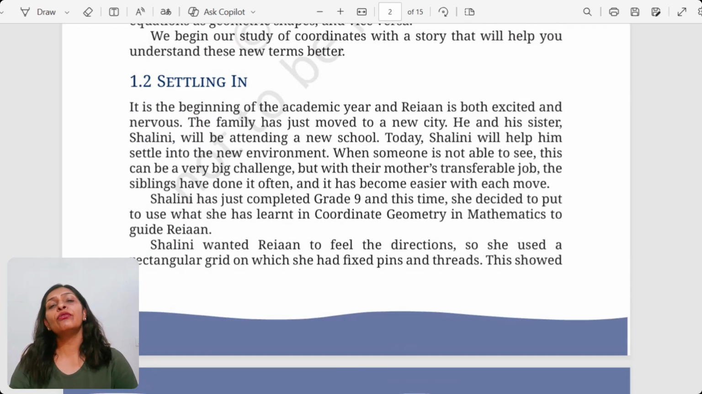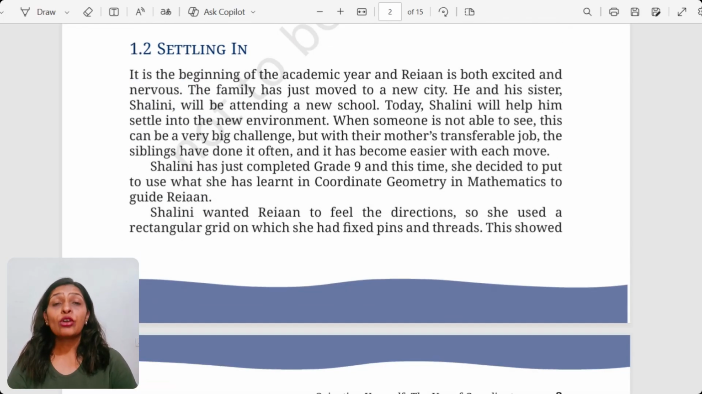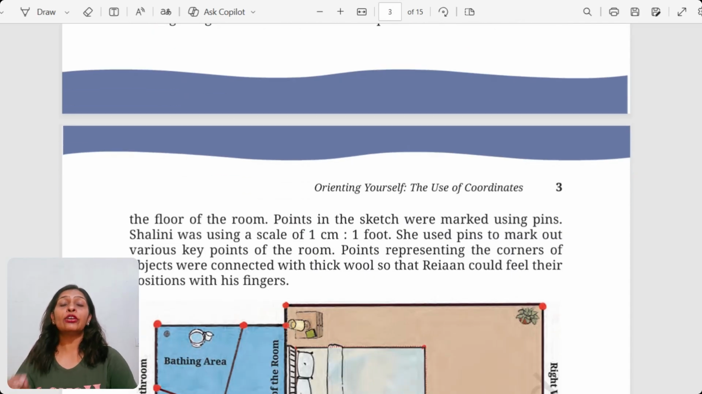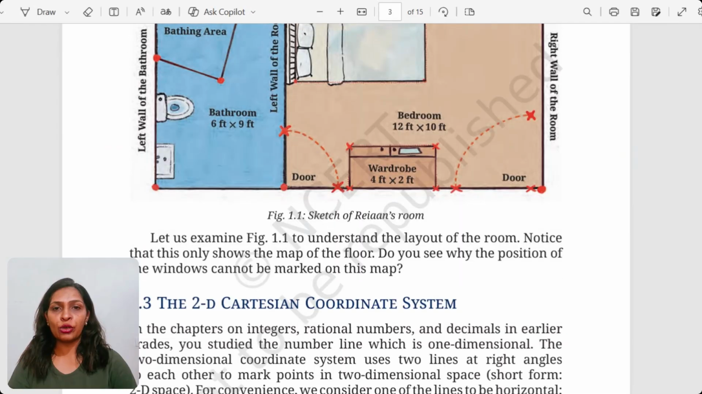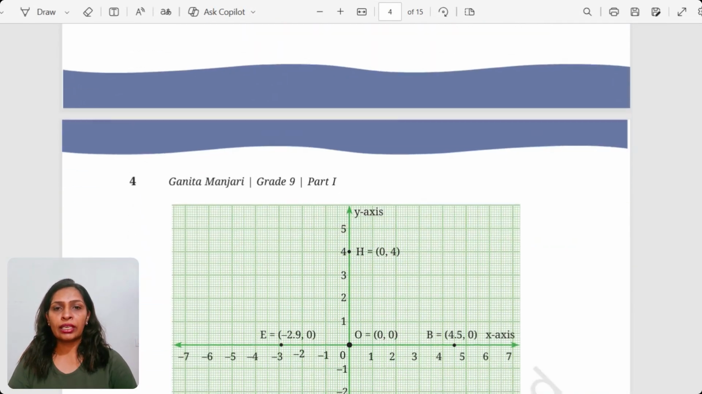So basically, what is coordinate geometry? Coordinate geometry is the set of points that tells the exact location of a particular point, right? It is a set of ordered pairs which tells us the precise location of a particular point. What are those? When you go ahead in your book, you can come here.